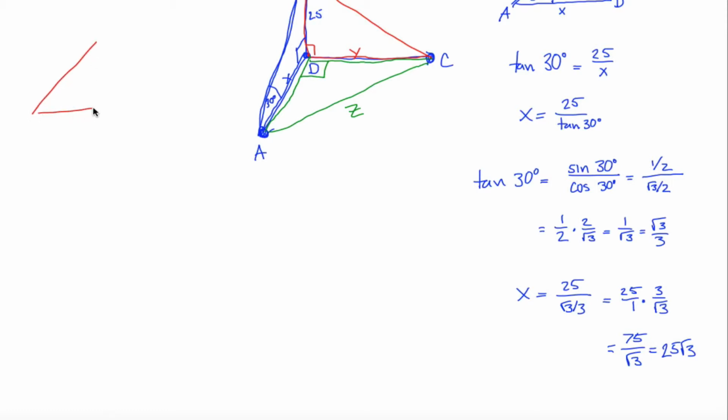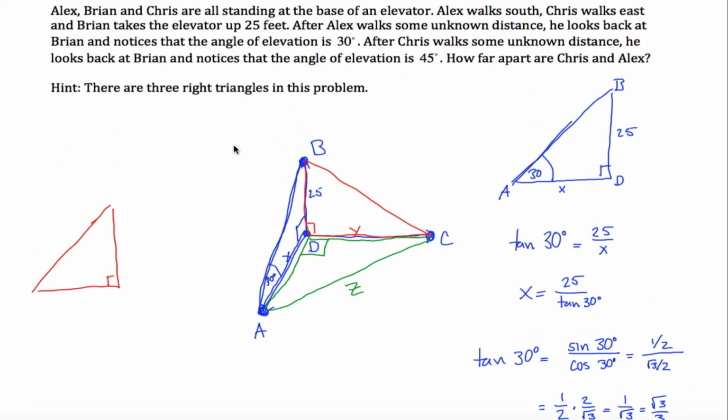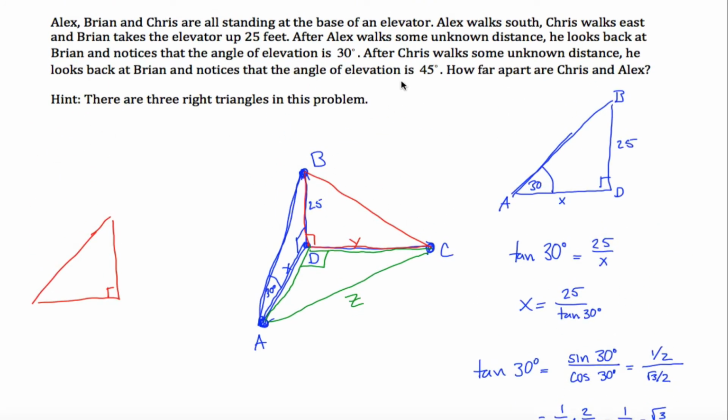Now I got this triangle. It's again a right triangle. And it's Chris looking back up at Brian, who notices the angle of elevation is 45 degrees, which, let's see, that's enough to tell you that this is an isosceles triangle, and therefore y equals 25. You can immediately figure out y is 25 because it's isosceles.